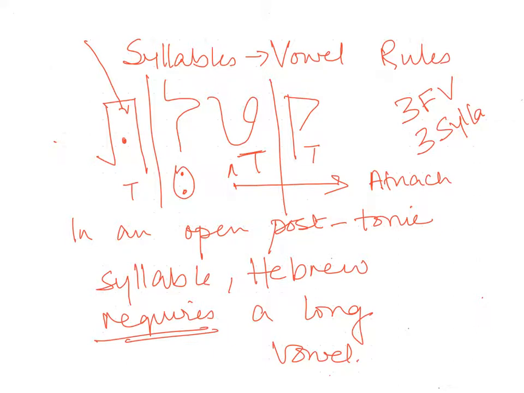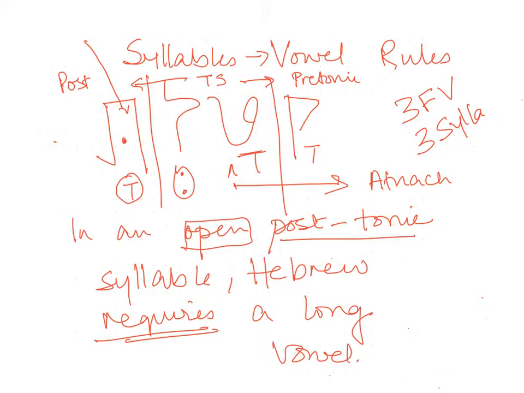Where is the atnak placed? The atnak, if you remember the definition, is always placed in the accented syllable. So the atnak is telling you that this is the stressed syllable, the tone syllable. What comes after it is the post-tonic syllable, and what comes before it is the pre-tonic syllable. Now, coming to the post-tonic syllable, that means the ta. Here, you will notice it ends with a kametz, and therefore it is an open post-tonic.